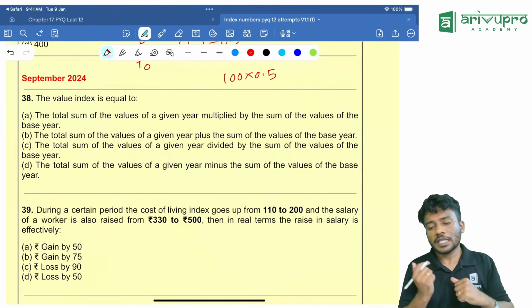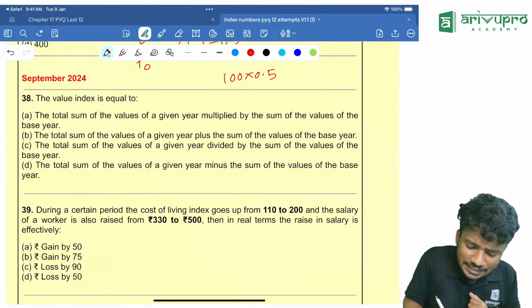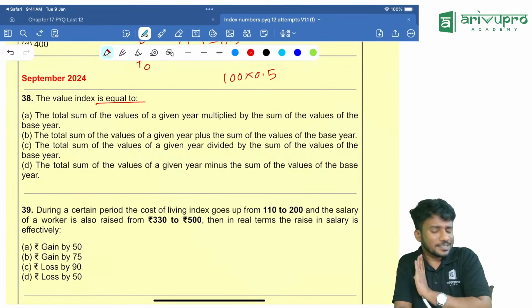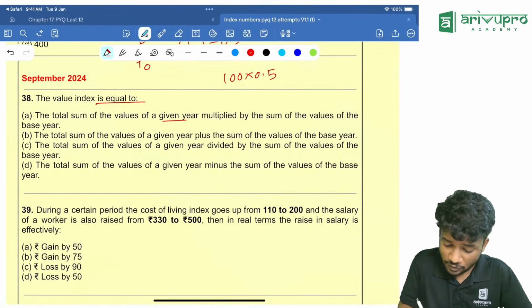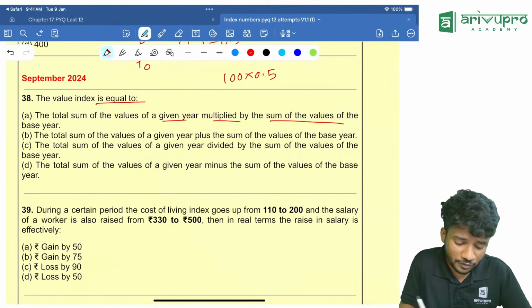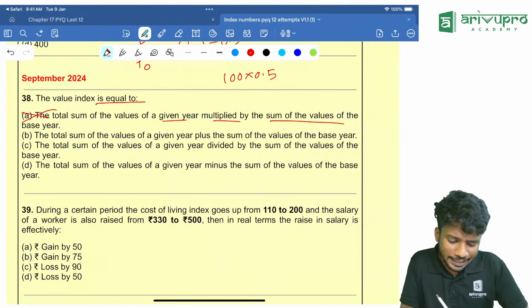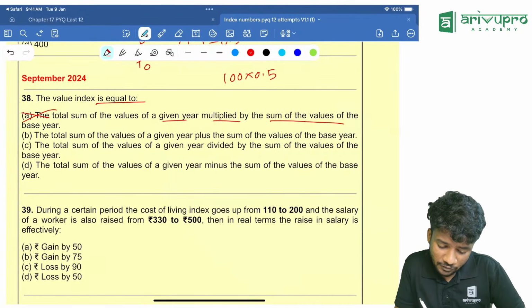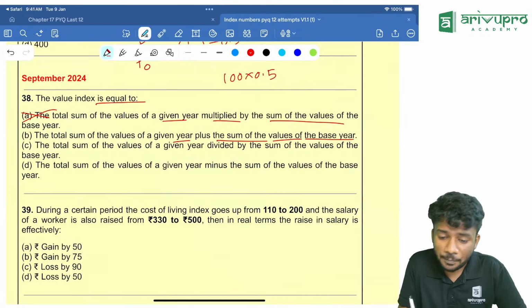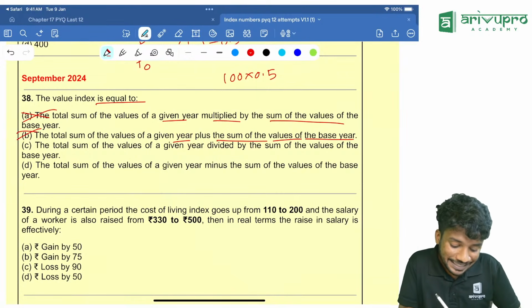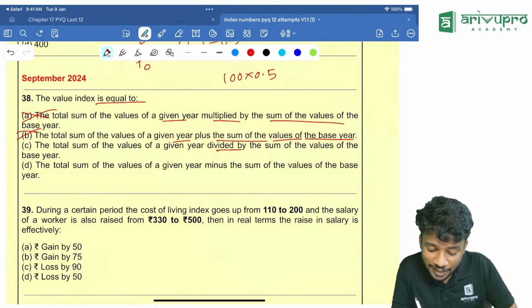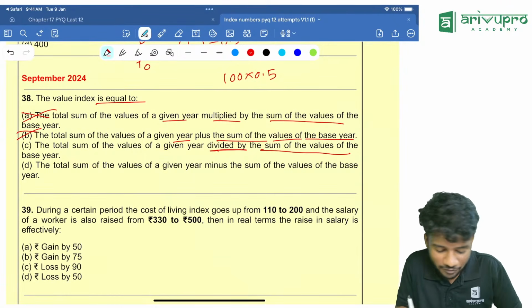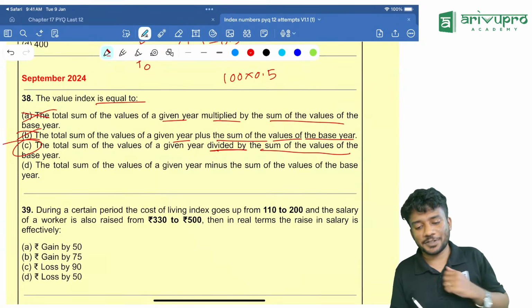Now, the value index is equal to what is the question? Total sum of values given in a given year multiplied by sum of the values in the base year? No. Total sum of values of a given year plus sum of the values of the base year? Nope. Then going to the third one, total sum of the values of a given year divided by sum of the values of the base year. Option C is your answer.